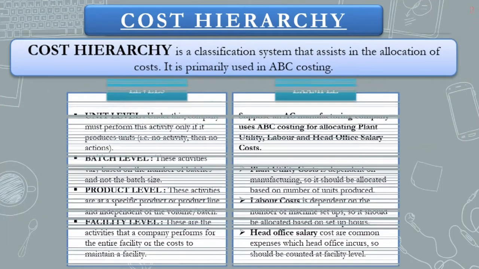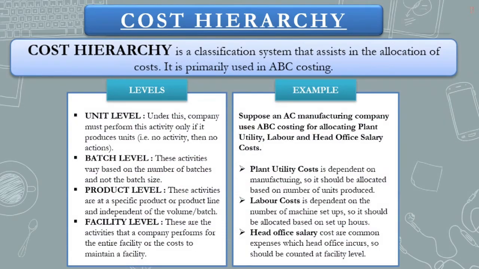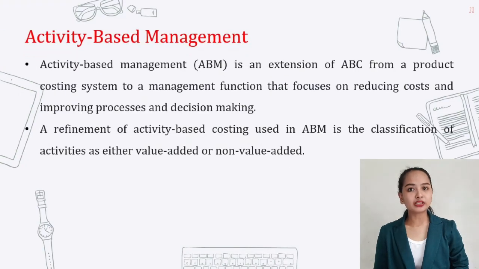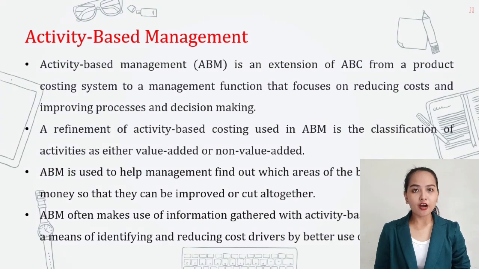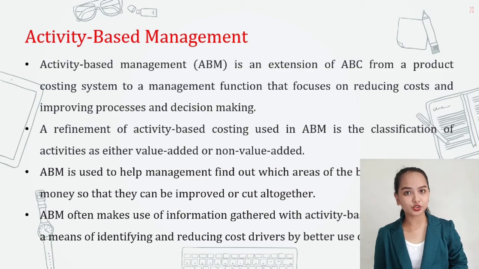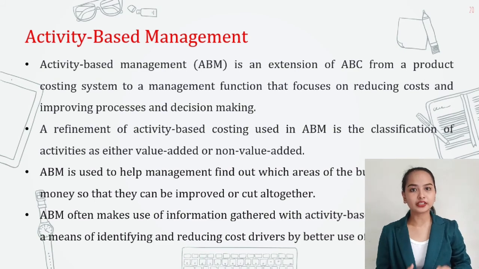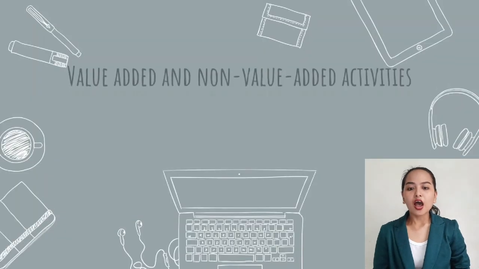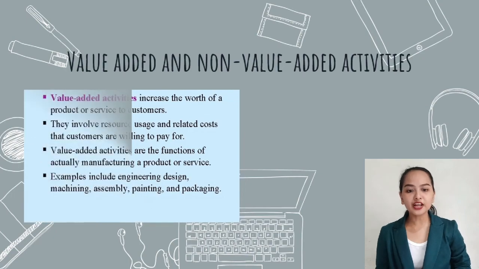Cost hierarchies is a classification system that assists in the allocation of cost. Now let's talk about activity-based management. ABM is an extension of ABC from a product costing system to a management function that focuses on reducing costs and improving processes and decision making. It is a refinement of activity-based costing used in ABM is the classification of activities as either value added or non-value added.